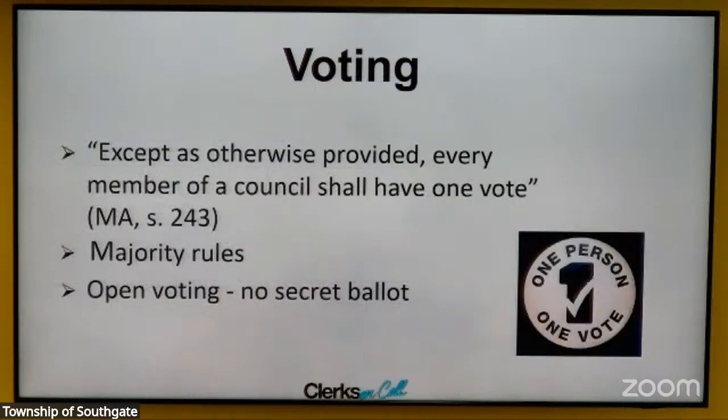So while we're talking about motions, we just have some quick points about voting on motions. Section 243 of the Municipal Act states that except as otherwise provided, every member of council shall have one vote, and decisions are made by a majority of the council members present at the meeting. All voting is to be done in open session by a show of hands, and this approach supports the transparency and accountability requirements of council.